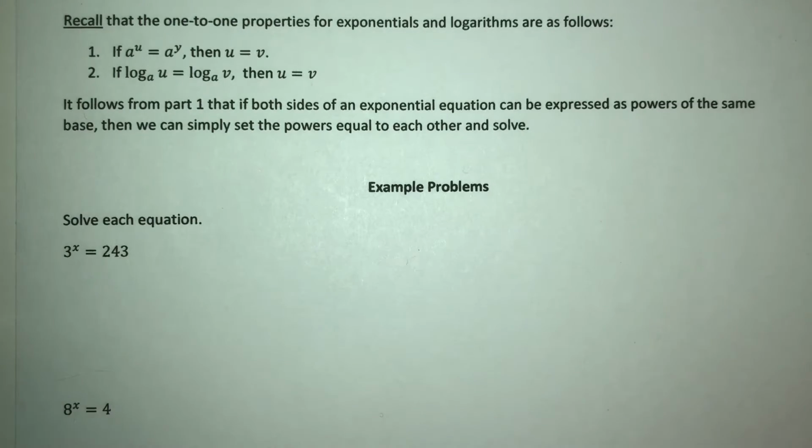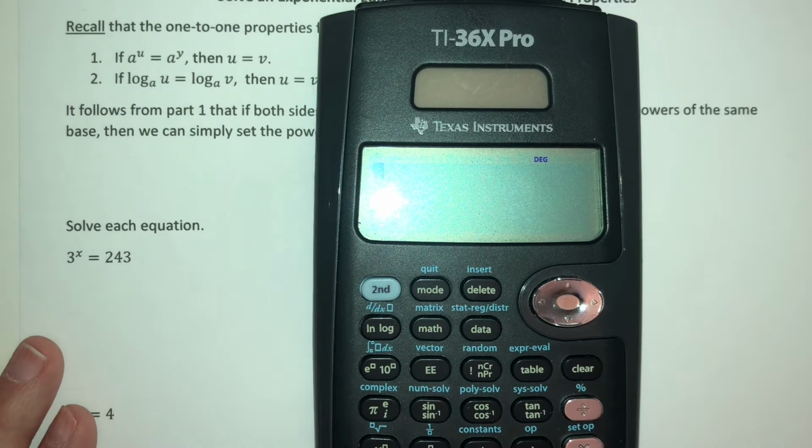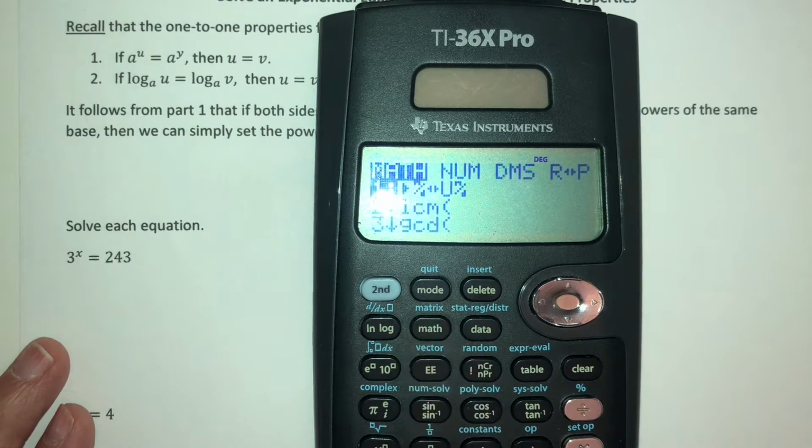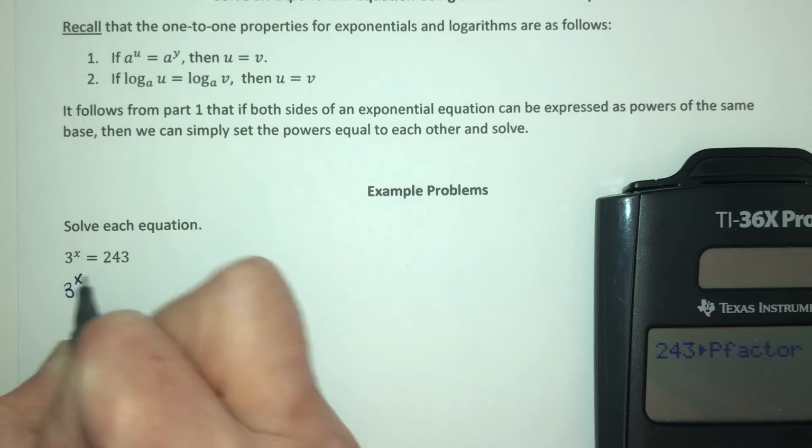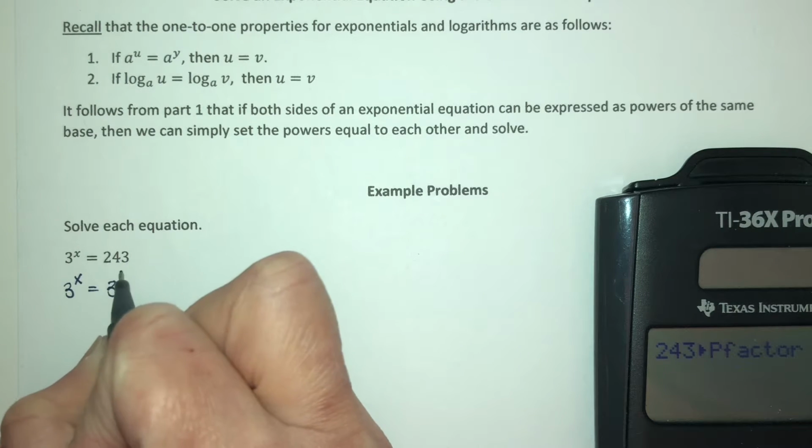Now, either you can go through the prime factorization by hand, or this particular calculator will do a prime factorization for you. To the best of my knowledge, the graphing calculators will not. On this calculator here, if you want to get the prime factorization, you type in the number you want a prime factorization of, so 243. Then you're going to hit the math menu, and it is number 4 down here. And you'll do that, and it will tell you that that is 3 to the 5th power. So I can rewrite this as 3 to the x is equal to 3 to the 5th power.